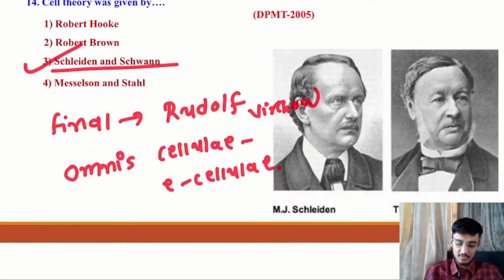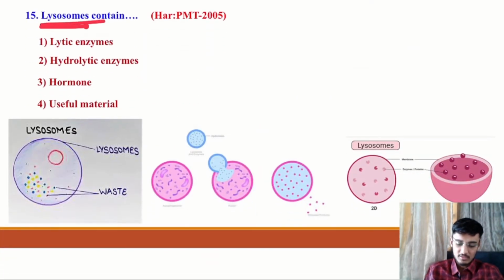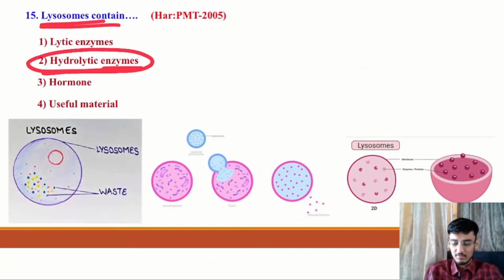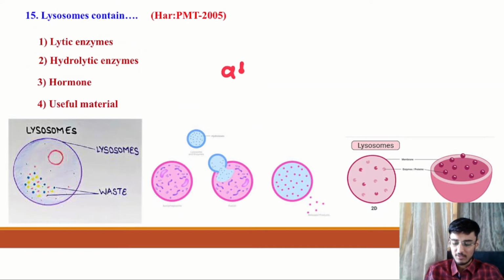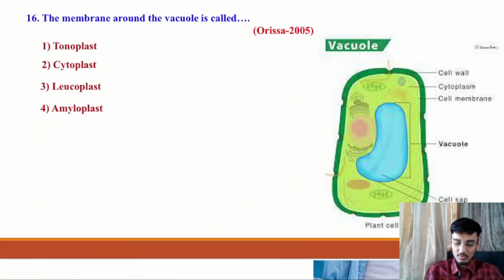Your answer is 3. Lysosome contains hydrolytic enzymes which work at an acidic pH of 5.0. So your answer should be 2. The membrane around the vacuole is called the tonoplast.